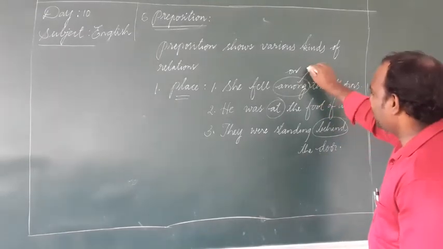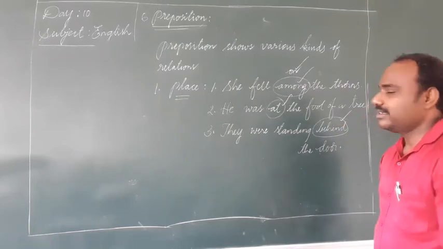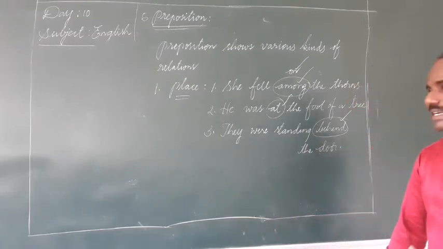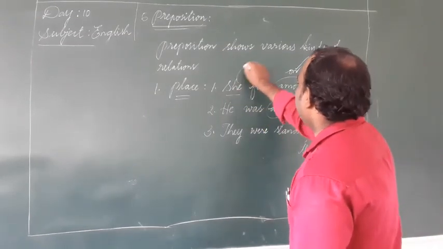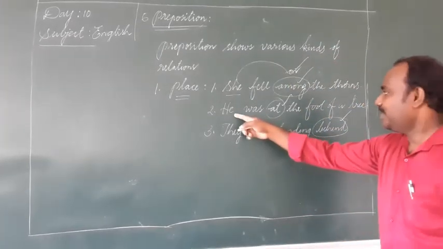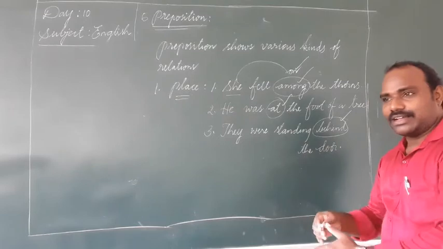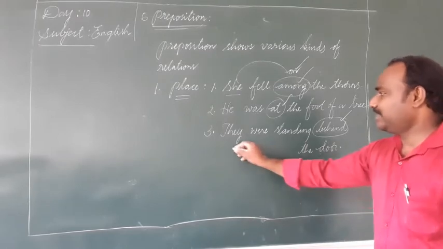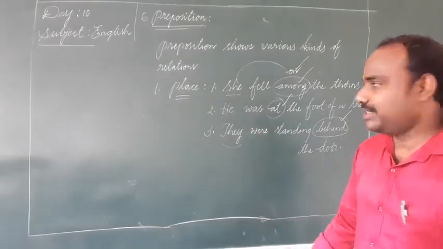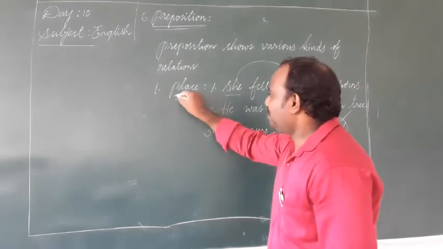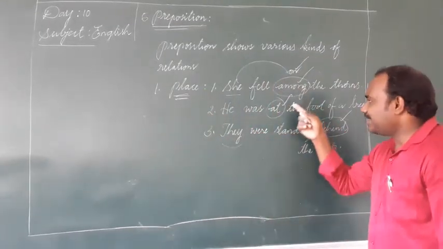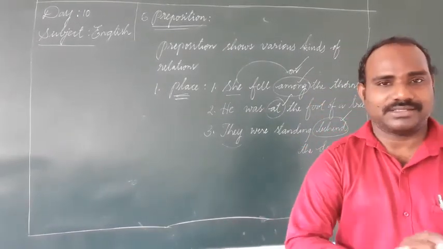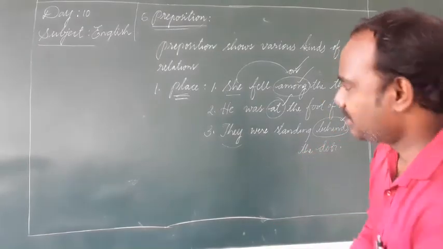In these sentences, among or on, at, behind, these prepositions show the placement of a noun or pronoun. She had placement on the thorns. His placement was at the foot of the tree, that means under the tree. And they were standing behind the door. Their placement is behind the door. These words show a place. That's why this kind of preposition is called a preposition of place. Number two, prepositions of time.